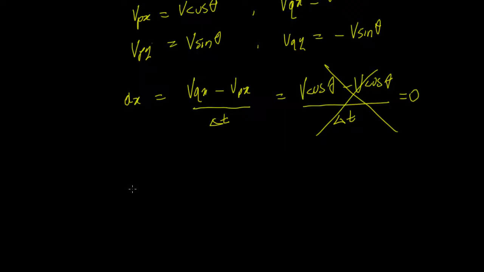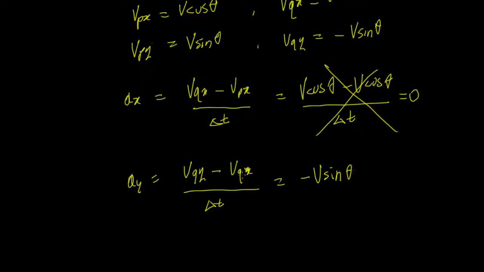So the acceleration in the y direction is just going to be equal to our v qy minus v qx all upon delta t. So that's going to equal, well, v qy is minus v sine theta, v qx is minus v sine theta, all upon our delta t.